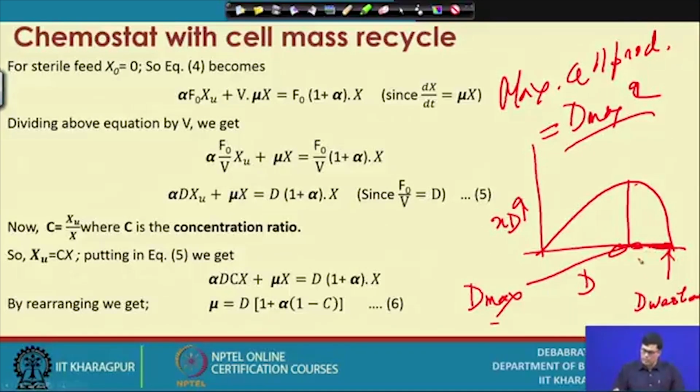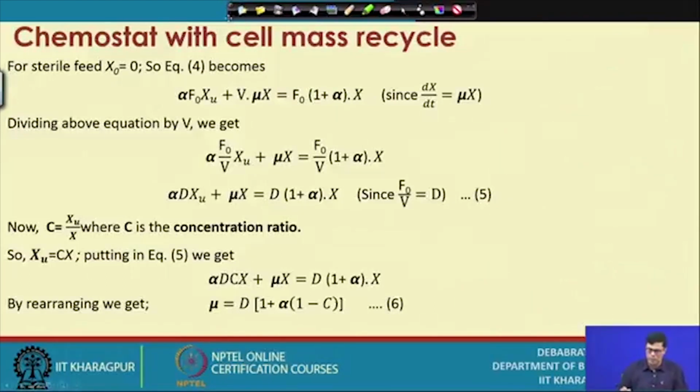Now, as I told you, D max and D washout, these two are very close to each other. So, if you increase the flow rate a little bit, because D equals F by V, there is every possibility that D max can meet the D washout situation. Then you will not get any cell mass in the reactor. Now, this system can be safely operated if you recycle the cells. So, even if it is increased a little bit, it is not going to affect your system at all. This is how we can safeguard against cell washout by recycling of the cells.